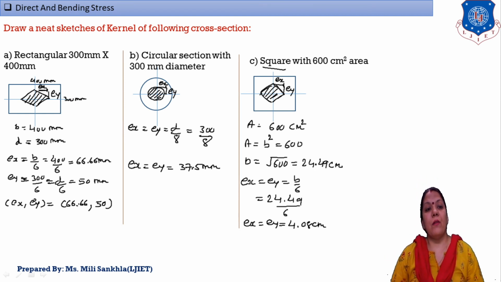Here we found different values of core and kernel for three sections: rectangle section, circular section and square section. In the next section we discuss some theory portion. Just now we stop here.